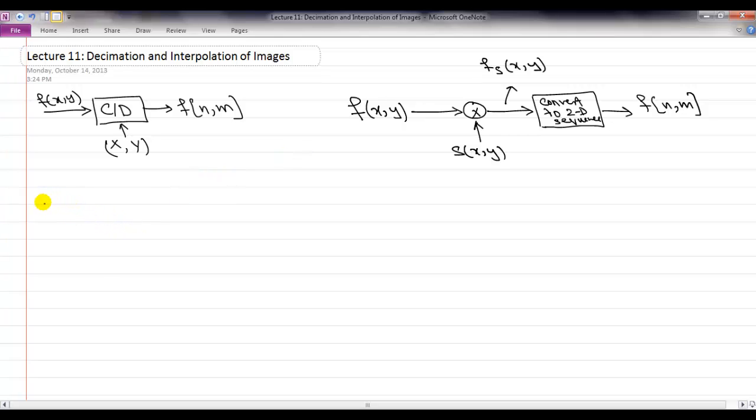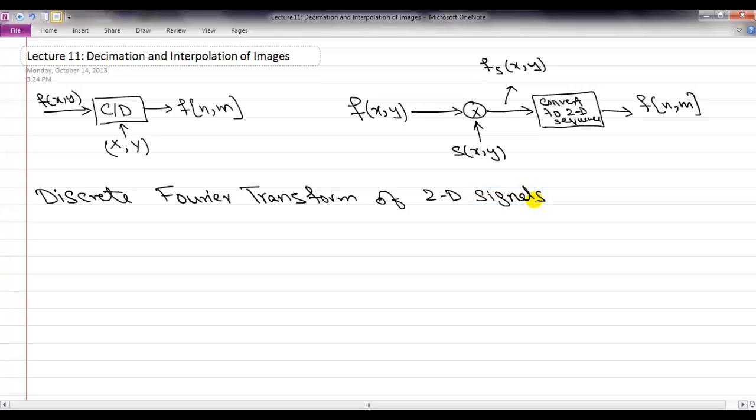So we'll first define what we'll call the discrete Fourier transform. You have to be careful with the discrete Fourier transform that we study in the case of finite duration sequences, which we will study later, but I don't want to write discrete time because it's not a time signal that we are talking about. Okay, discrete Fourier transform of 2D signals or sequences.